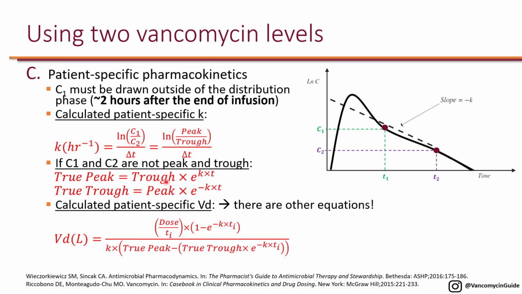We can also use this equation, which is actually a rearrangement of the same equation. You just have to make sure that you use the correct t. So the t is basically the time it takes from true peak to trough. So one way to calculate this t for true peak is to subtract infusion time from tau. You can also calculate the true trough, assuming that C2 was not a true trough. If C2 was indeed the true trough, then there is no need to calculate it.